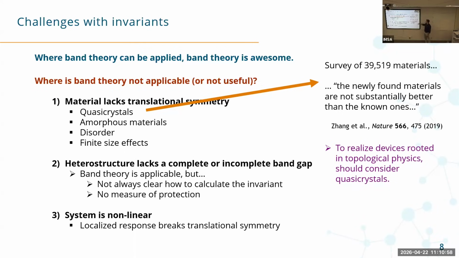And the paper concludes, so they survey these nearly 40,000 materials. They find about 8,000 topological materials, at least with respect to some classification in the AZ table. But if you read the conclusion, it says the newly found materials are not substantially better. So these are all crystals.